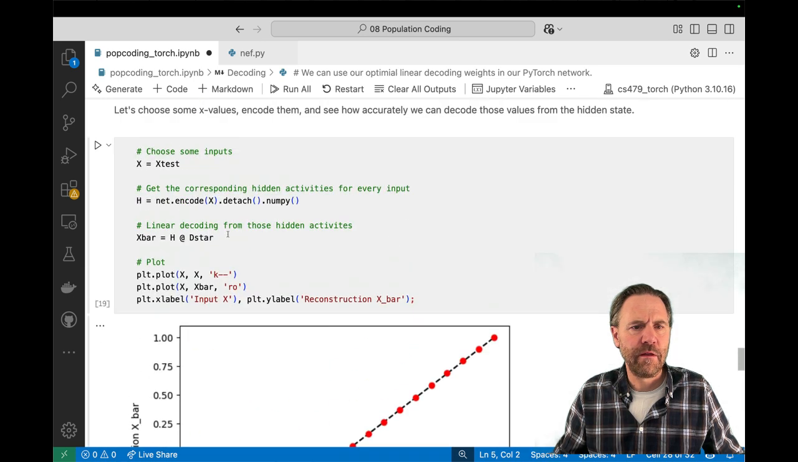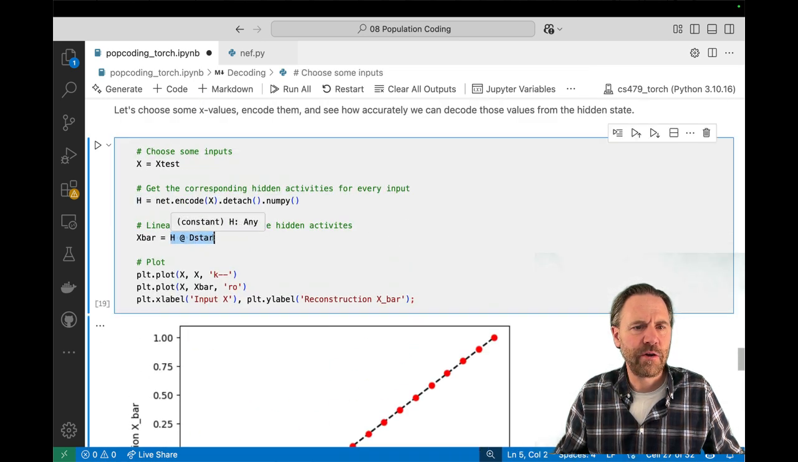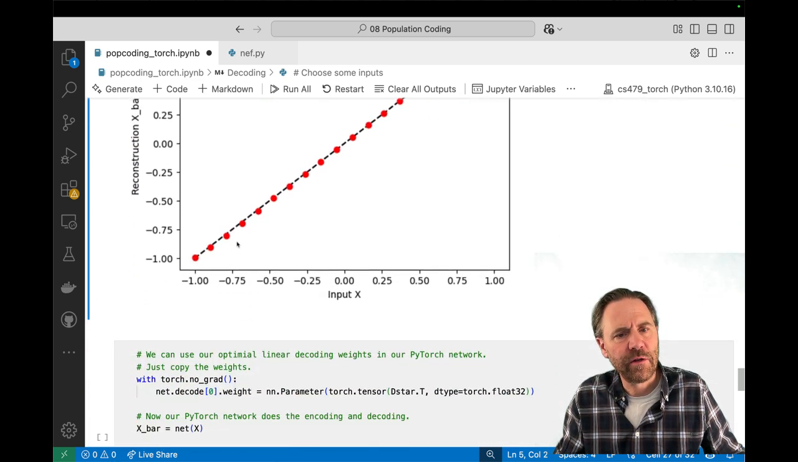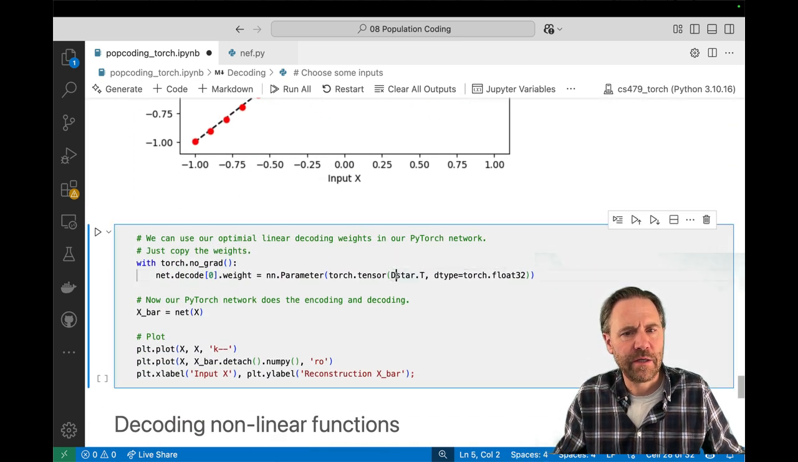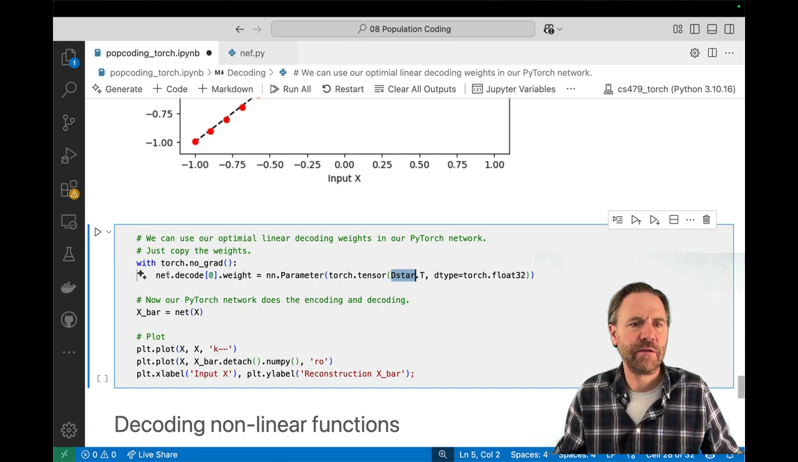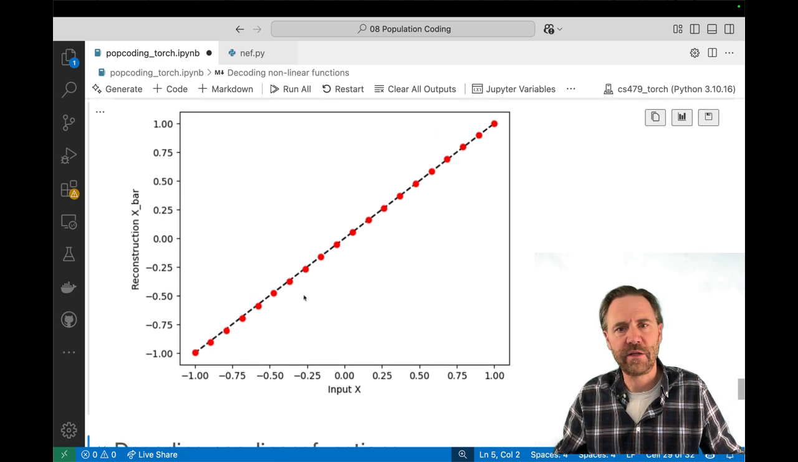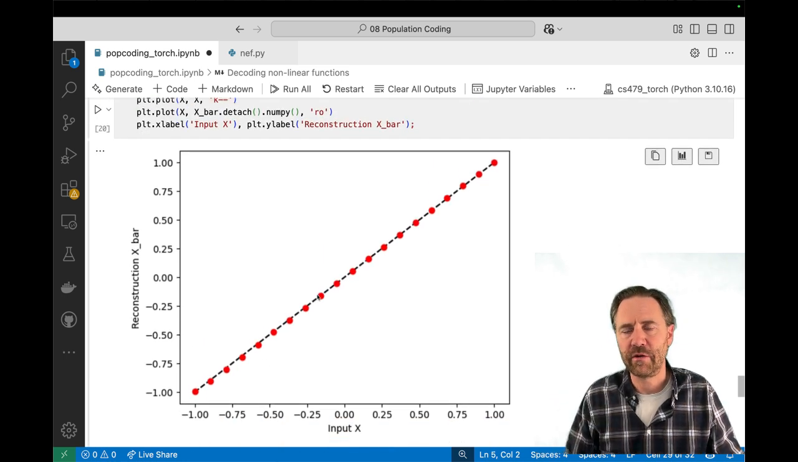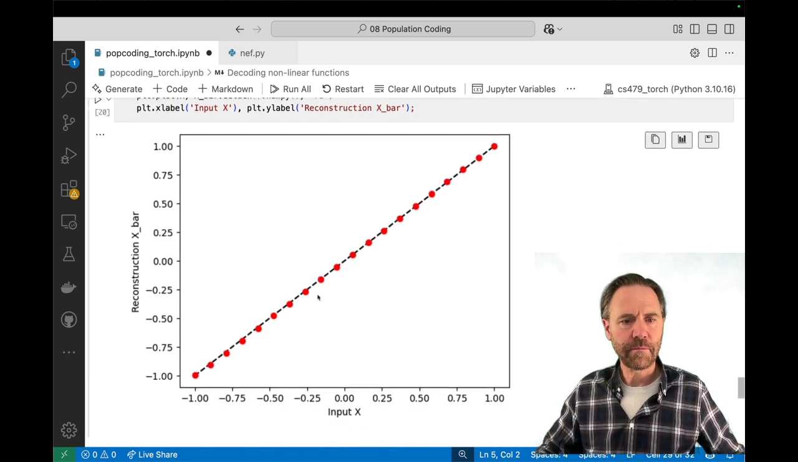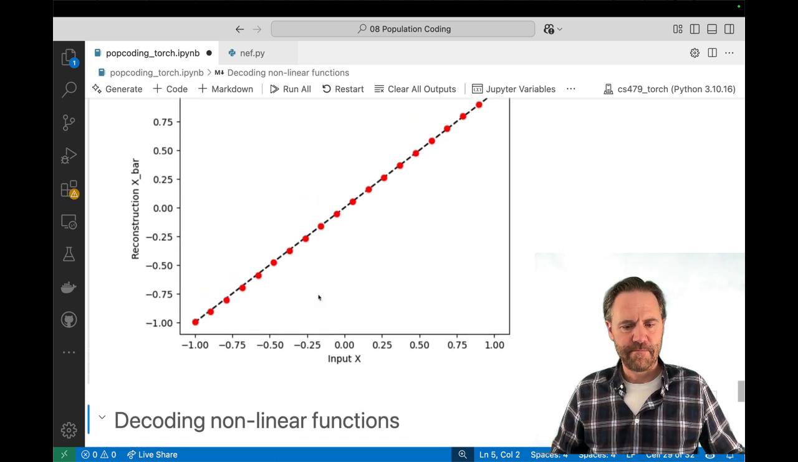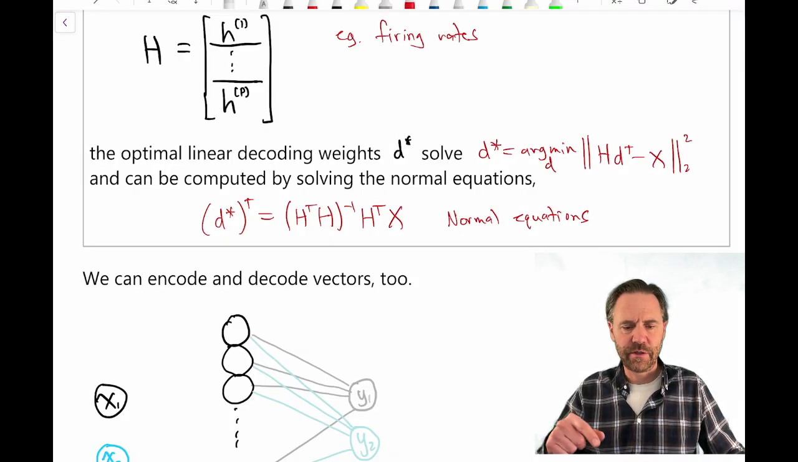And this way I did my decoding by just a matrix vector multiplication, but equivalently I could have basically taken my d star weights and set the weights of my PyTorch linear layer. And this does exactly the same thing. It does the same, because that linear layer is just really doing a matrix multiplication. Okay, let me go back now to the notes.